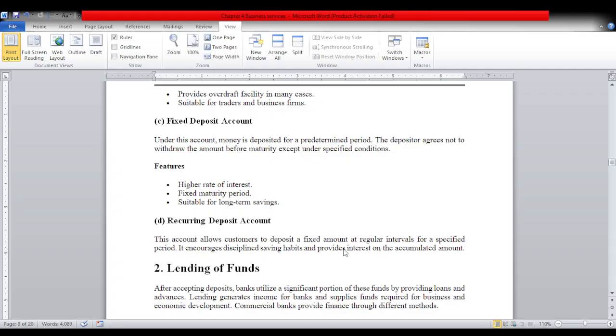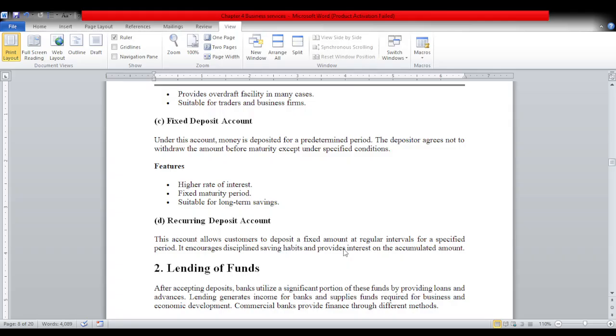It will have a fixed maturity period or time, and the money will be safe for a long period of time. So this account is very important for the small saver or people who want to save money for a better future. So the fixed deposit account is very crucial from the banking point of view.